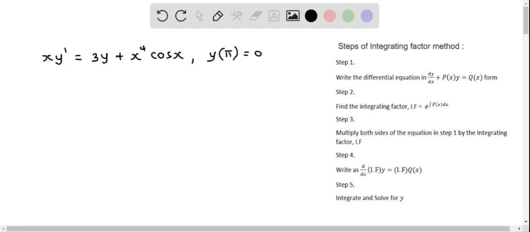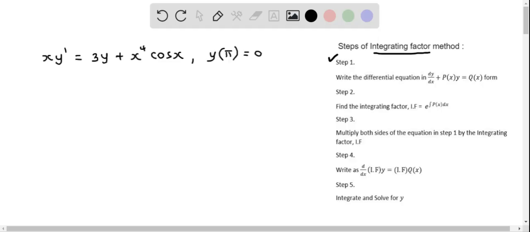So first, we are going to find the general solution. I'm going to find the general solution of this differential equation using the integrating factor method. And here I have outlined the steps of the integrating factor method. So basically, we will be following these 5 steps to find the general solution of this given differential equation. So let's do step 1.